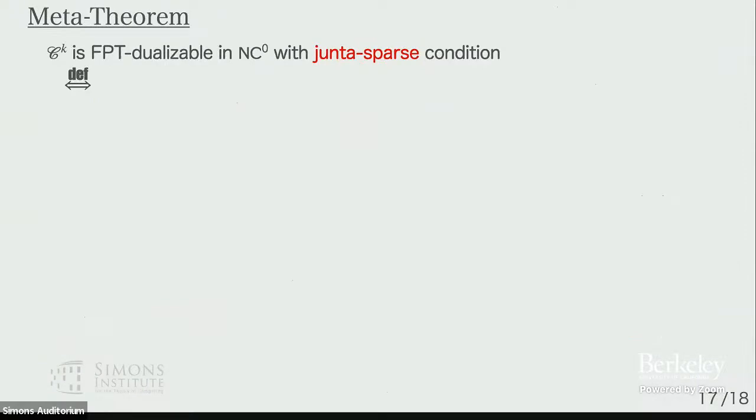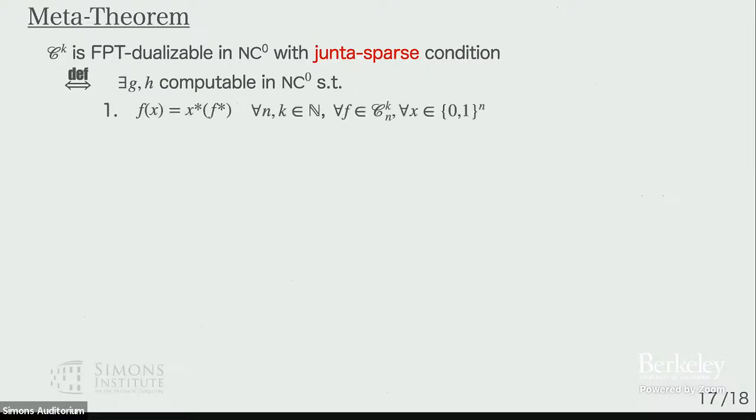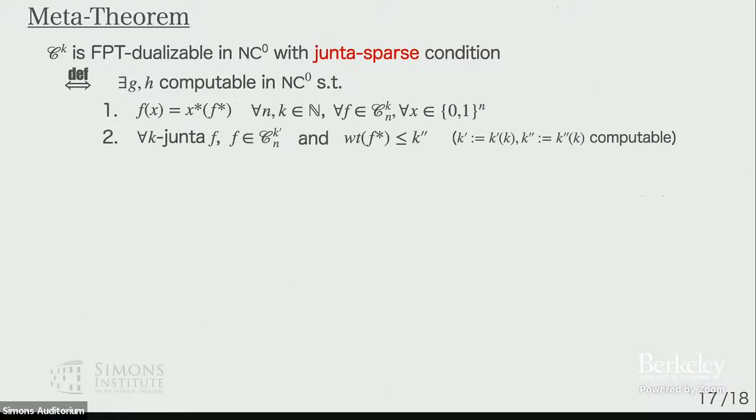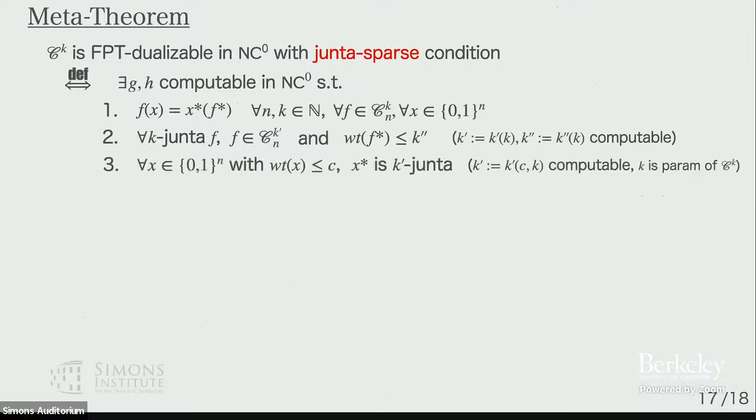And this idea is the Meta-Theorem for the first term. So we define the notion of FPT dualizable in NC0 with Funta sparse condition like this. We have two NC0 computable functions such that they satisfy the condition of dual. Every K Funta must be contained in this class, and the dual of K Funta is a sparse string, so the Hamming weight is bounded. And for every sparse string, the dual of the sparse string is K Funta in this class.